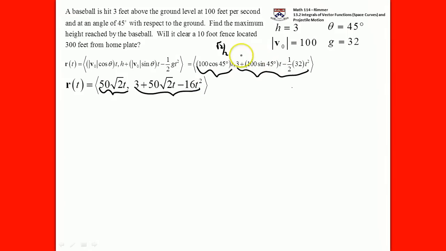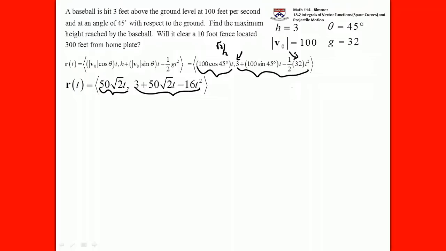So although I don't have a calculator, I'm still able to get my hands on this because it used a reasonable angle and reasonable numbers. So 100 times root 2 over 2 will just give me 50 root 2. And that's times t. That's my i component, my horizontal motion expression. My vertical motion expression is that same 50 root 2 t, but then I have a 3 added to it. Then I have a minus 16t squared. And I can answer all my questions knowing those two formulas.